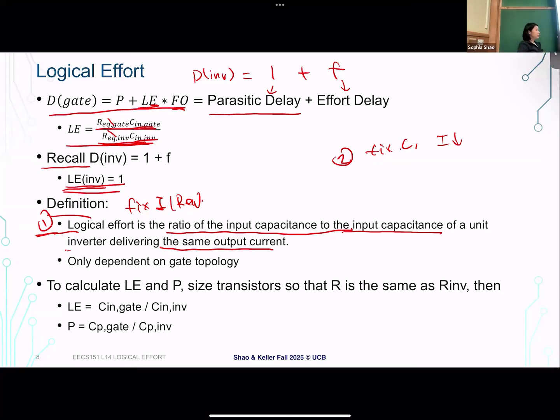Then we get the same resistance, and we need to see how much bigger my capacitor needs to be, and that gives us a logical effort. It's a little bit abstract. We'll see a couple of examples. Hopefully that helps you understand.